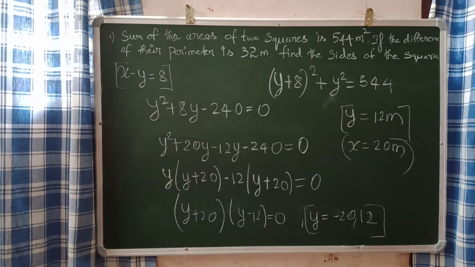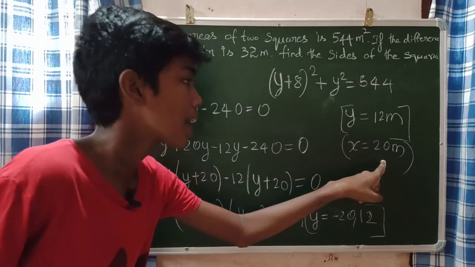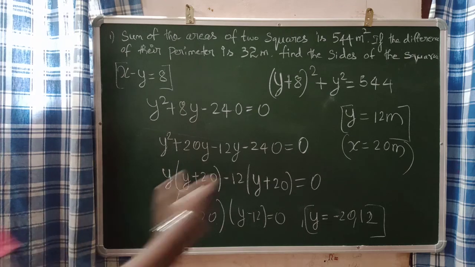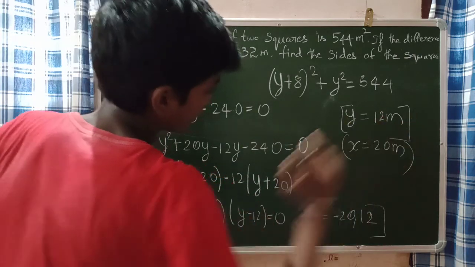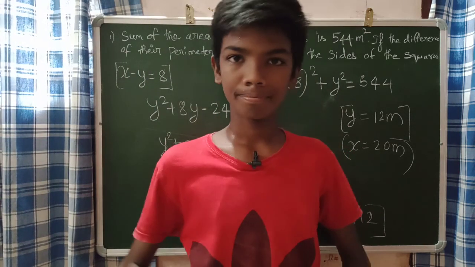That's how I found the value of x and y, where x is the side of the first square, whose magnitude is 20 meter. And for the second square, the side is y, that is 12 meter. That's all, guys. So that's the answer for this question. Let us move on to the next question.